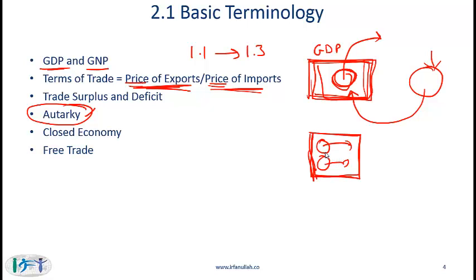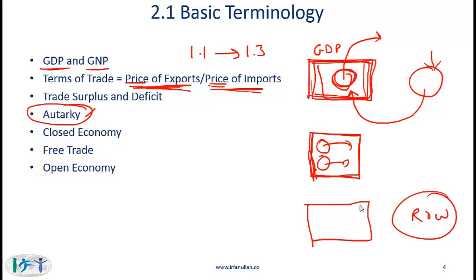The opposite of autarky is free trade, and with free trade we have an open economy. If we have a given country, and this is the rest of the world, free trade means that this country trades freely with the rest of the world. It easily sells goods and services to the rest of the world, and goods and services from the rest of the world easily come into this country with little or no restrictions.